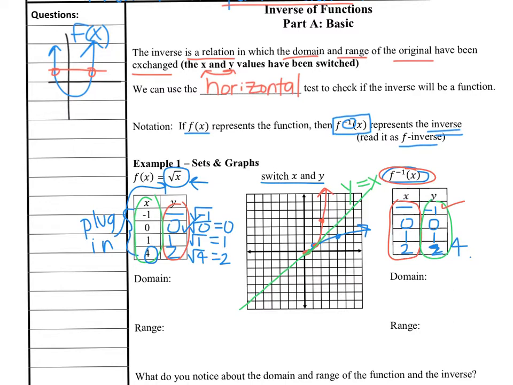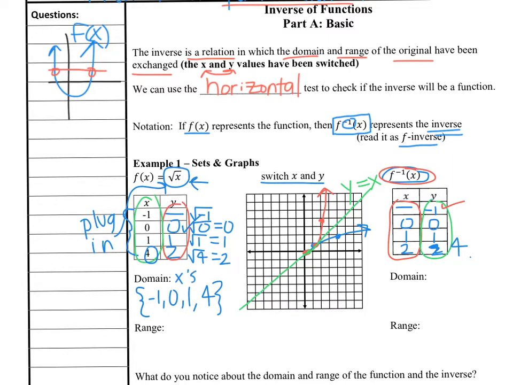So let's go ahead and write our domain for our original function f of x in the curly brackets as just a list of our x values from smallest to greatest. So our domain was negative 1, 0, 1, 4. So again, that was all of our x's.